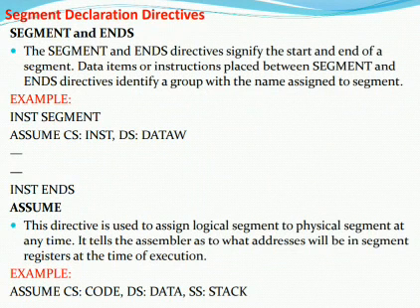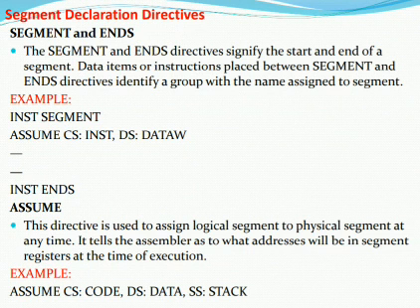The segment directive signifies the start and end of a segment. Data items or instructions placed between the segment and end segment directives identify a group with the name assigned to the segment. That is, segment is used at the start of the segment and the end segment directive is used at the end of the segment. Before this, we are assigning code segments and then data segments.